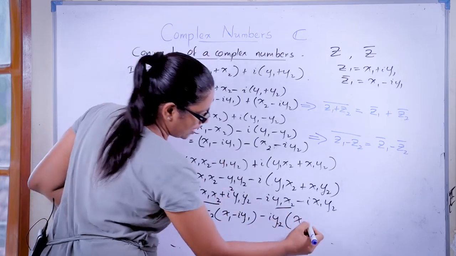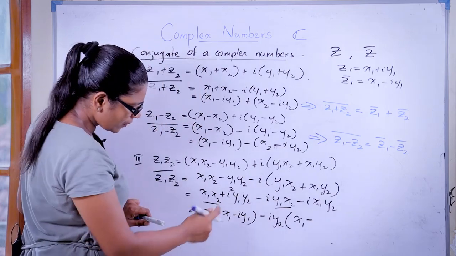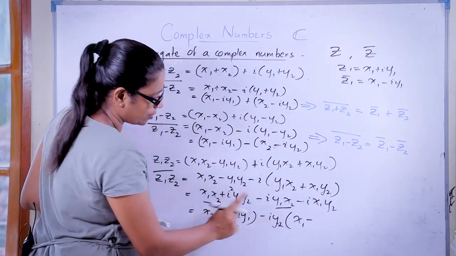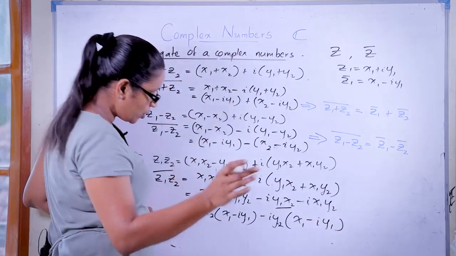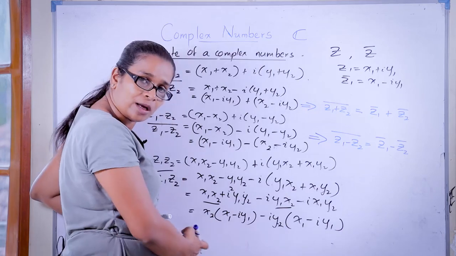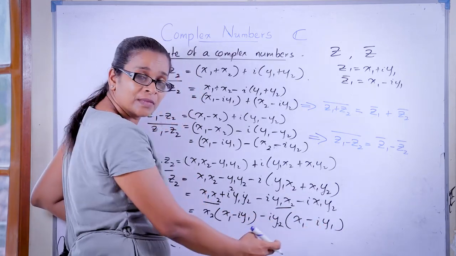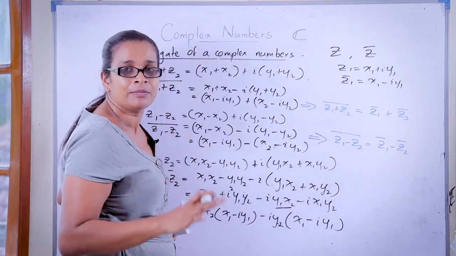And look at this one. I am going to just write it here. Minus, here i squared, but I got one i here. So I am going to just write i y1. Okay. Now, consider there are two terms now. In these two terms, look at this bracket and this one. You have obtained the same bracket here.